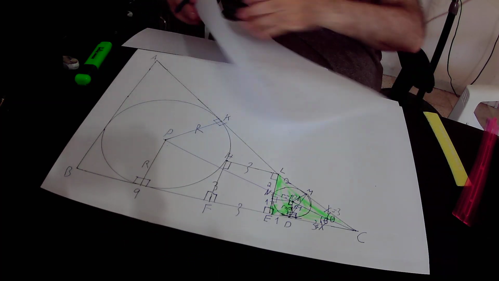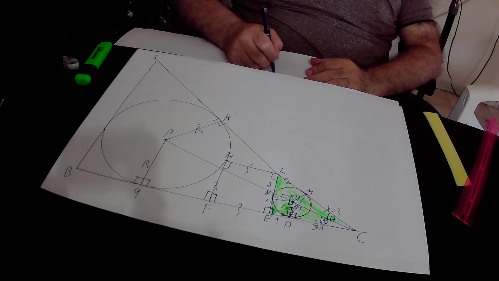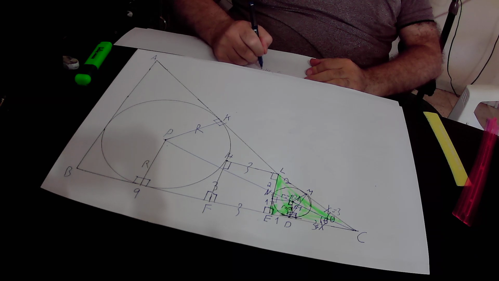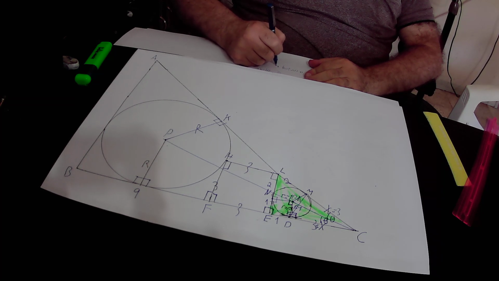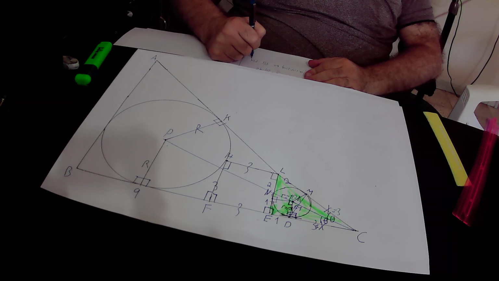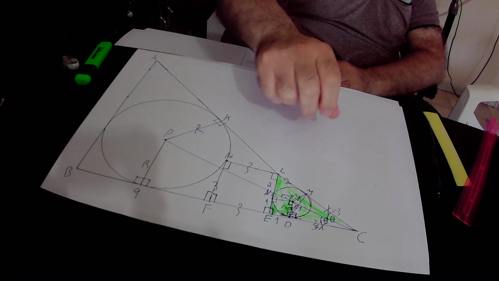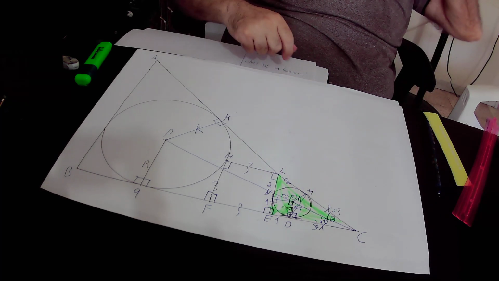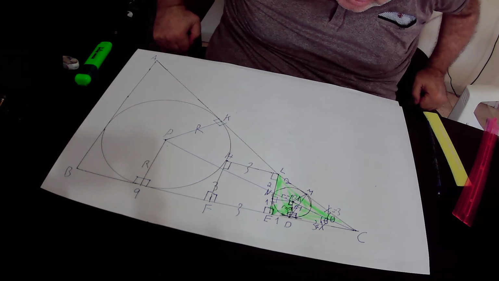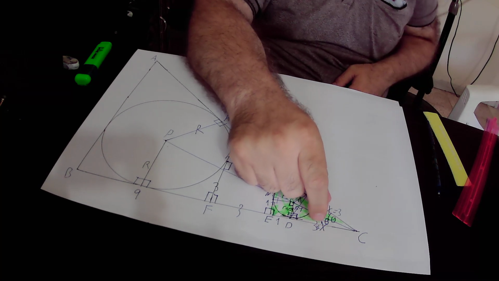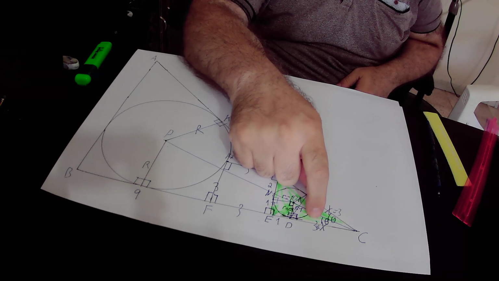I write it down: triangle PKC is congruent to triangle PQC according to the side rule. And from the fact that those two triangles are congruent, we derive that those two angles are equal to each other, according to the rule that corresponding angles in congruent triangles are equal. So if we define one angle as theta, then the other angle will also be equal to theta.